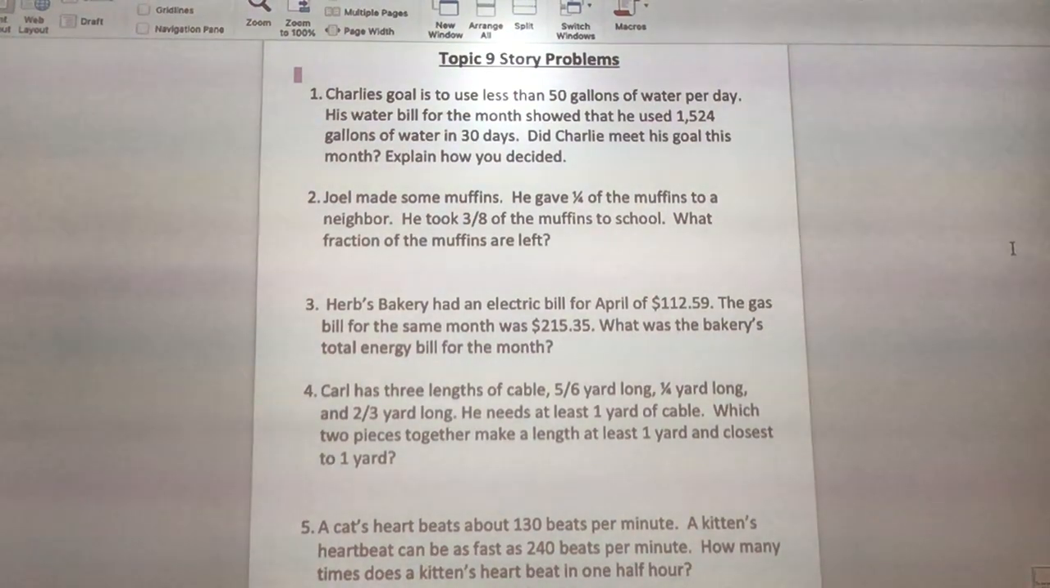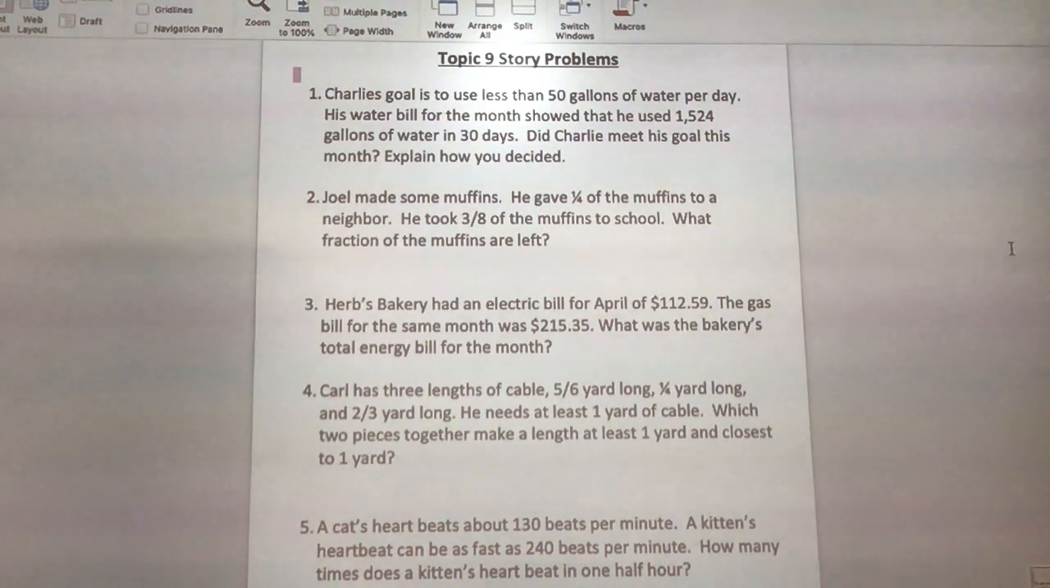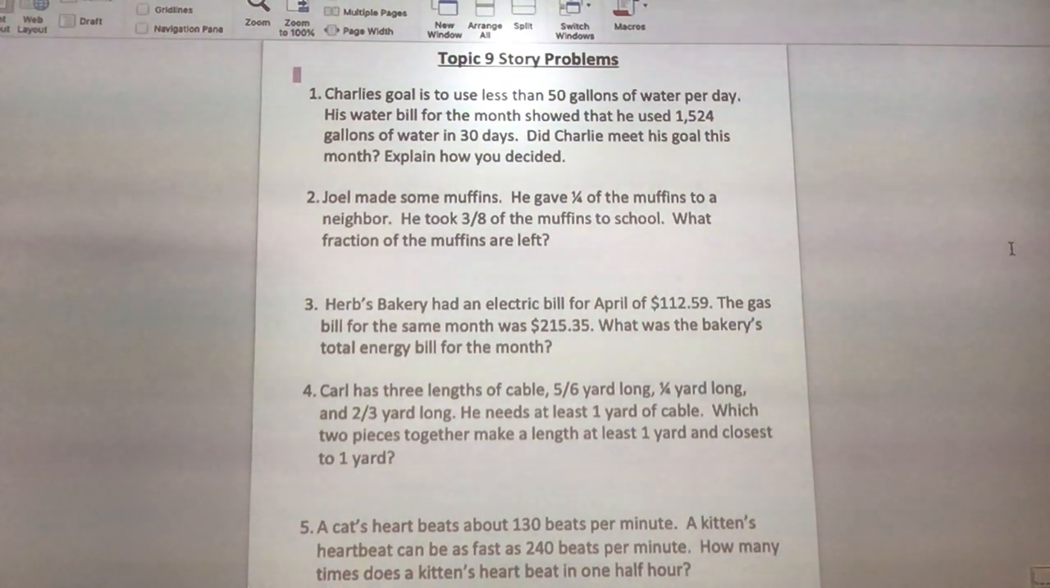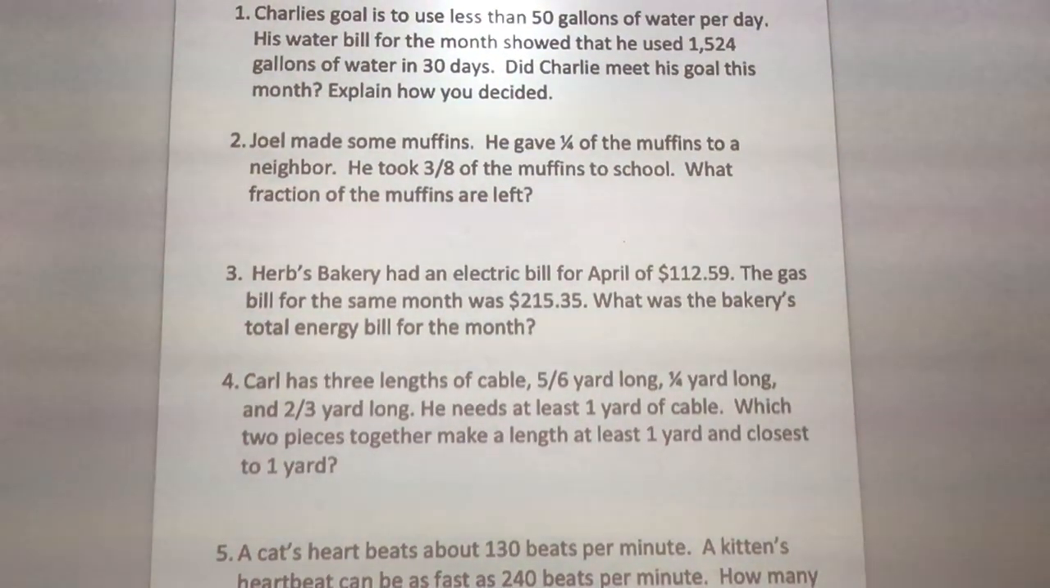Joel made some muffins. I love muffins. He gave 1/4 of the muffins to a neighbor. He took 3/8 of the muffins to school. What fraction of the muffins are left? I want you to use the Bucks method on your paper right now. Go through your B, boxing, your E, what are you underlining, your C, what are you circling, and your K, what are you crossing off? Going through your Bucks method on number 2.